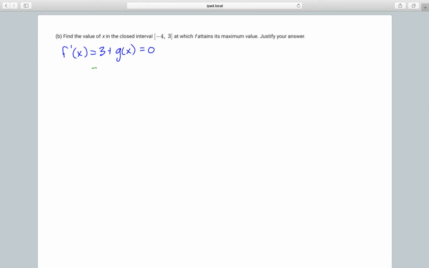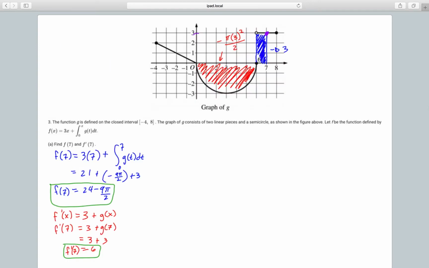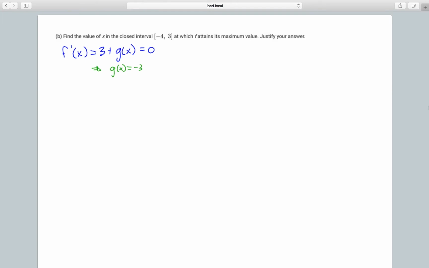So that's going to get me g of x equals negative 3. So let's see if we can find where g of x is negative 3. Okay, so g of x hits negative 3 here at the bottom, and so that is at the x value of 3. So if I go back, that gives me that x equals 3.